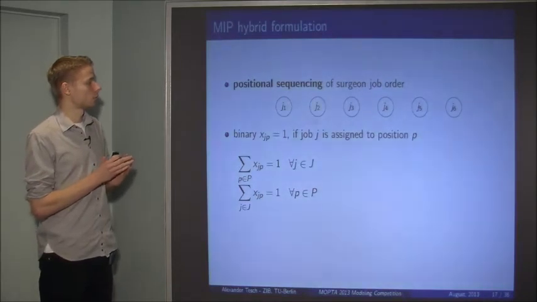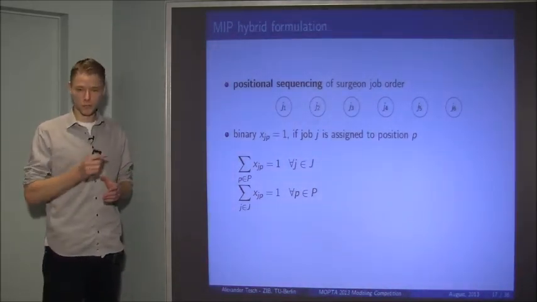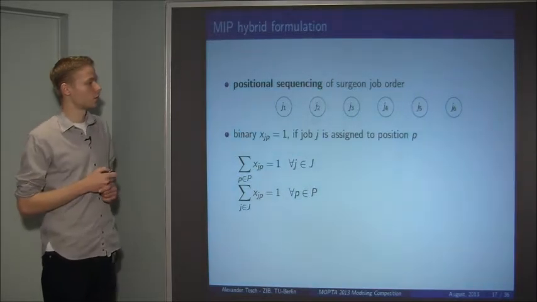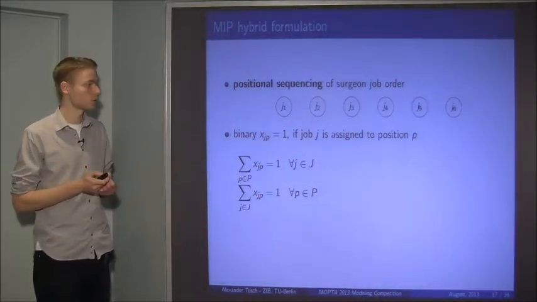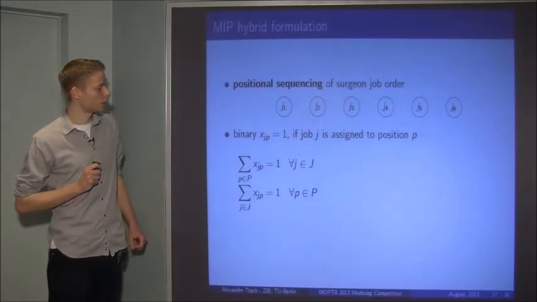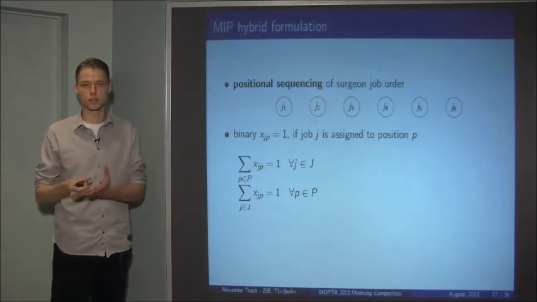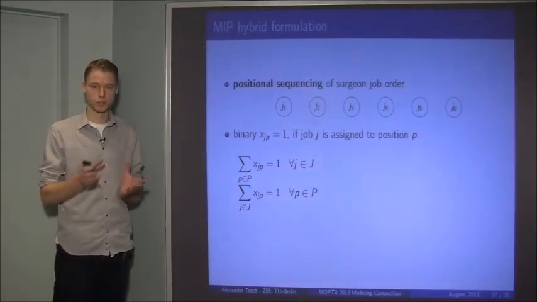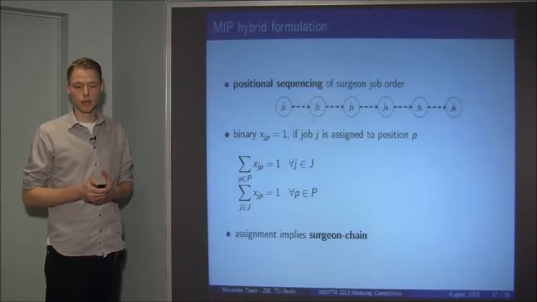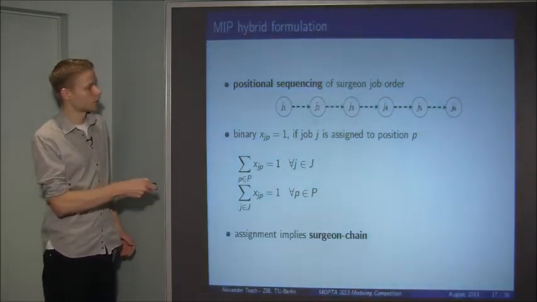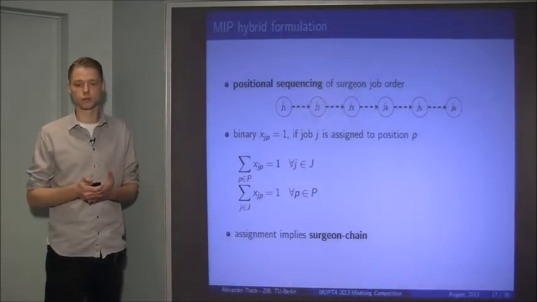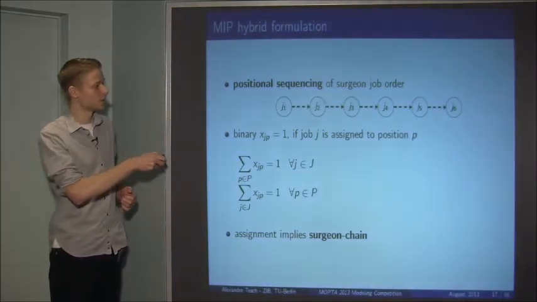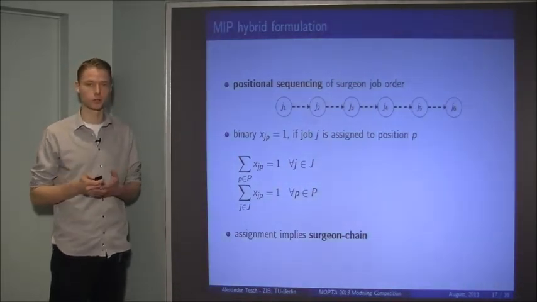And for the surgeon, as we just have one surgeon available, he must process all jobs in this precedence network. I decided to use a positional sequencing formulation for this kind of precedence relations. And we just introduce binary variables x_jp, that is one if some job j is assigned to some position p within a sequence. And this is just an assignment problem for this type of sequencing. And this implies explicitly the chain of the surgeon in our given precedence network.